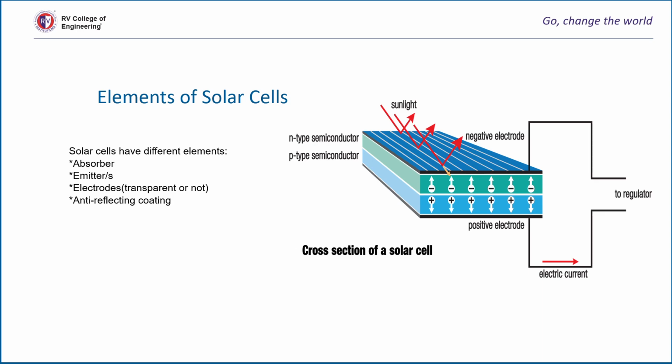The elements of solar cells. There are different elements of solar cells, which are absorber, emitter, electrodes, and anti-reflecting coating.